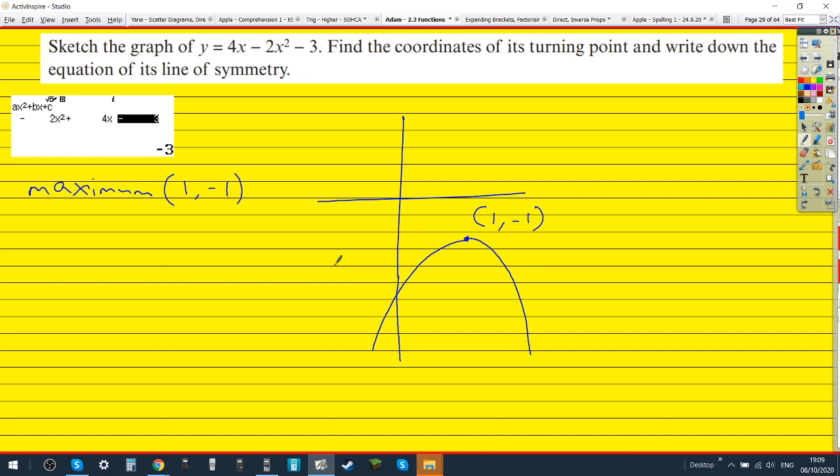No. Like the equation for symmetry. Oh yeah, okay. Would it be just 1? That's a number, not an equation. X equals 1. Correct. X equals 1. That's the line of symmetry. And then we need the y-intercept as well. Very good. Which would be just replace everything in the equation with 0.